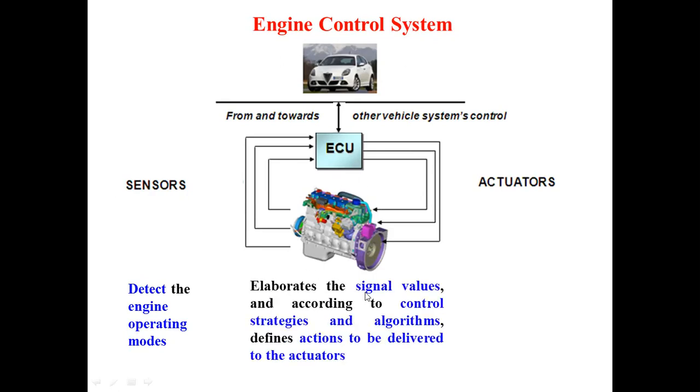This ECU elaborates the signal values, and according to the control strategies and algorithms stored in that particular ECU, it defines the actions to be delivered to the actuator. And according to the actions received from the ECU, the actuator actuates the defined commands. So this is the overall schematic of your engine control system.